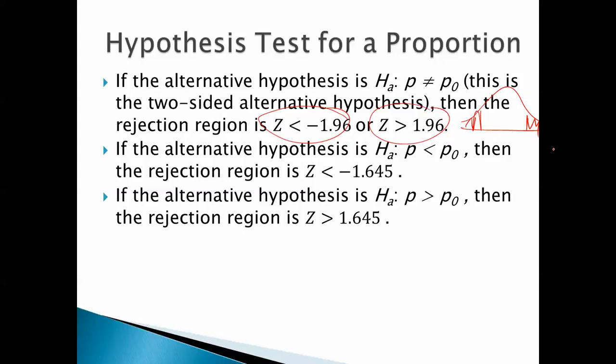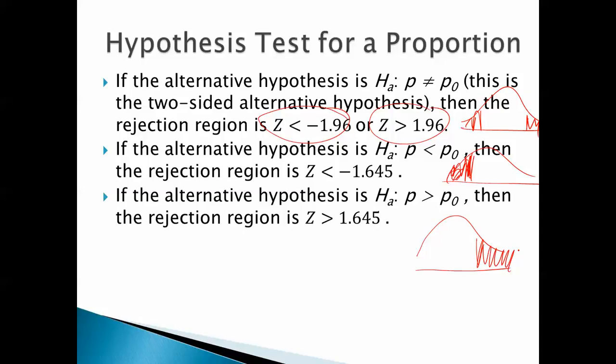If the alternative hypothesis is that p is less than p sub 0, that's what we have in this problem, then the rejection region would be z is less than negative 1.645, because that's the bottom 5%. If the alternative hypothesis is p is greater than p sub 0, not what we have in this problem, the rejection region is z is greater than 1.645.